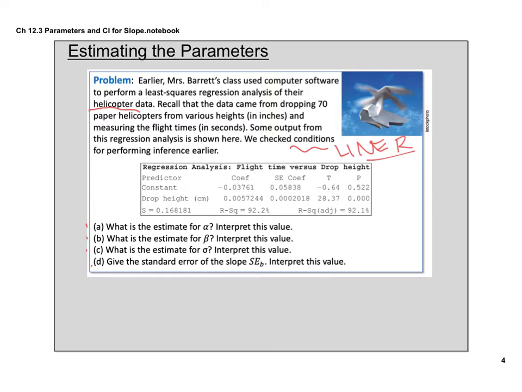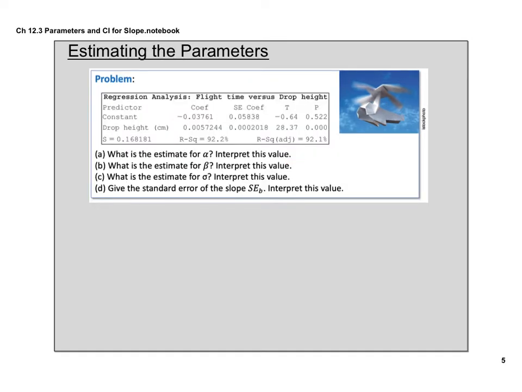The first part says, what is the estimate for alpha? Interpret this value. Alpha is the y-intercept of the true population regression line. So part A is asking us what is the estimate for alpha, and to interpret the value. We're going to take a look at this computer output, and really this whole example is just practicing reading computer output like this one. You're going to see computer output like this on your AP exam, and we have to be able to pick out what data we need from these types of outputs.